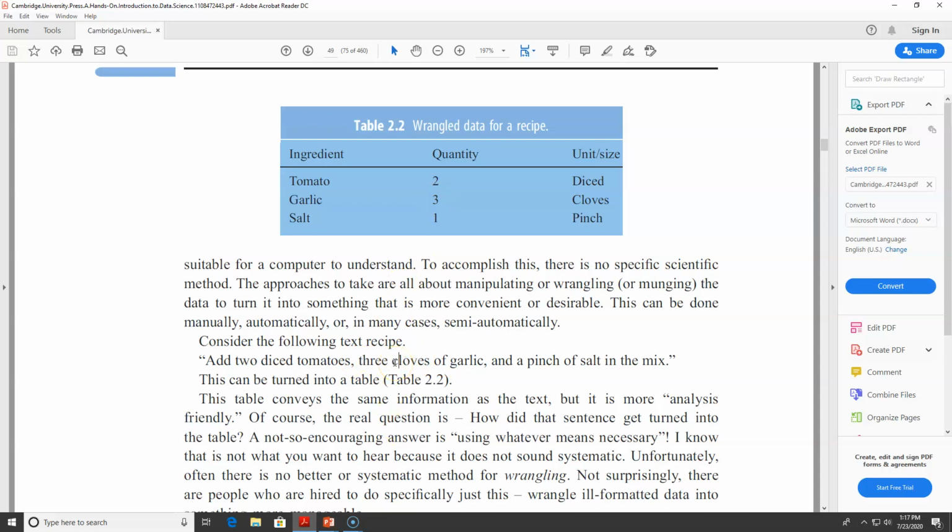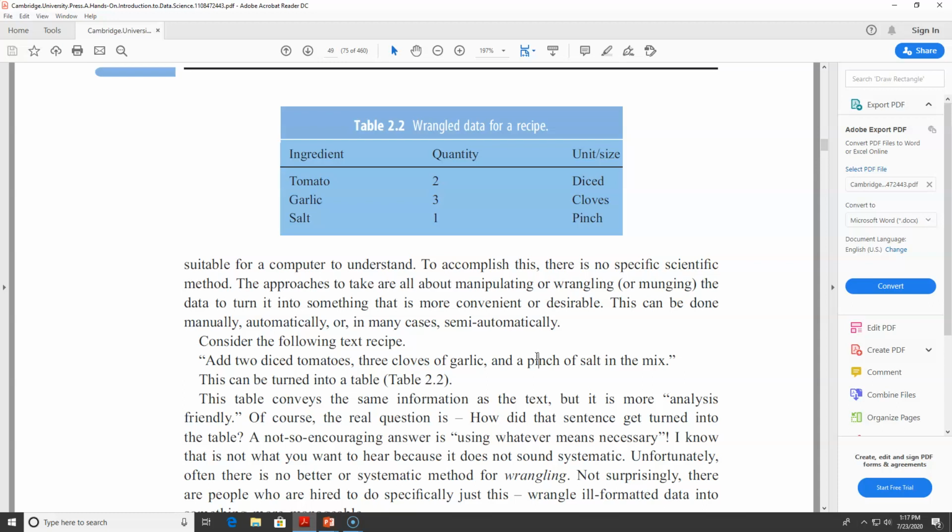Okay, you know it very well. In garlic there are many cloves, so you just remove 3 cloves from the whole garlic, and a pinch of salt in the mix. So salt is an ingredient, and quantity 1, just 1 pinch. Okay, so what we have done here, we have transformed your data from one form to another form, from source form to the desired form. The desired form is more appropriate for data analysis.